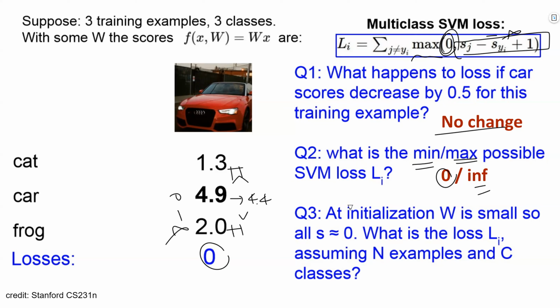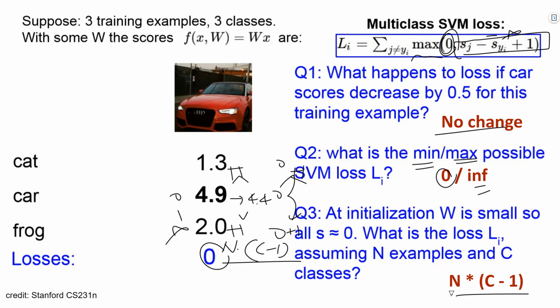And for the third question, at initialization, W is small, so all scores are 0, 0, 0, 0. And the gap between these two numbers after adding the margin is going to be 1, 1. So there are going to be C minus 1 loss, and we have n examples. So n times C minus 1 is going to be our loss.